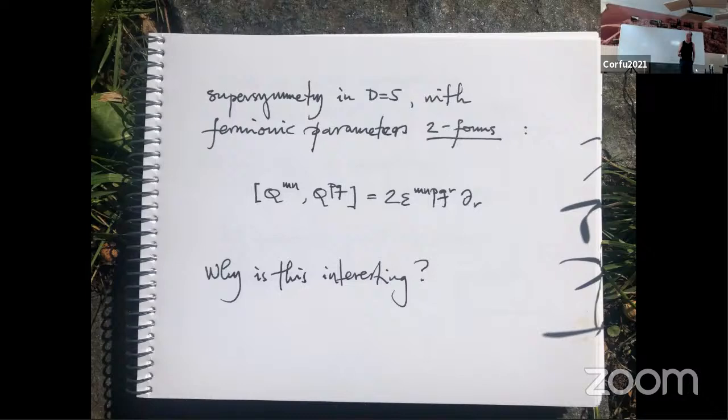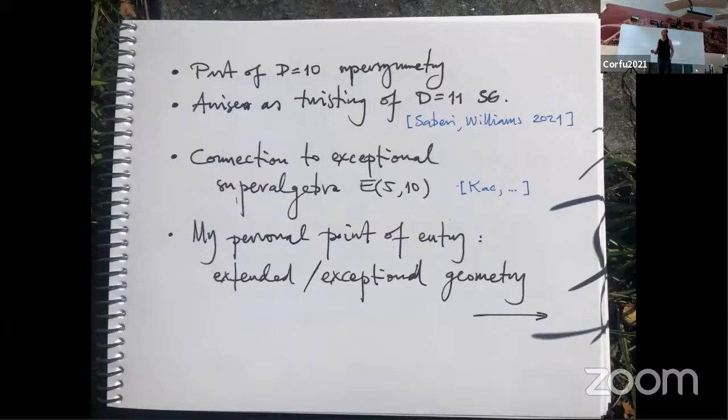There is physics in here, because precisely this kind of supersymmetry and the multiplet I will talk about arises as a result of twisting supersymmetry in 11-dimensional supergravity. One possible twisting, the most interesting one probably. I will not describe that to you. That would be too complicated, I think.